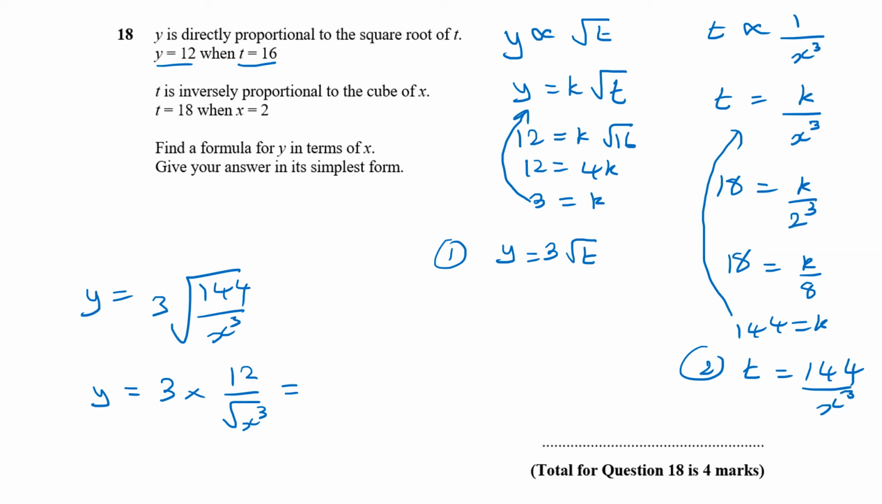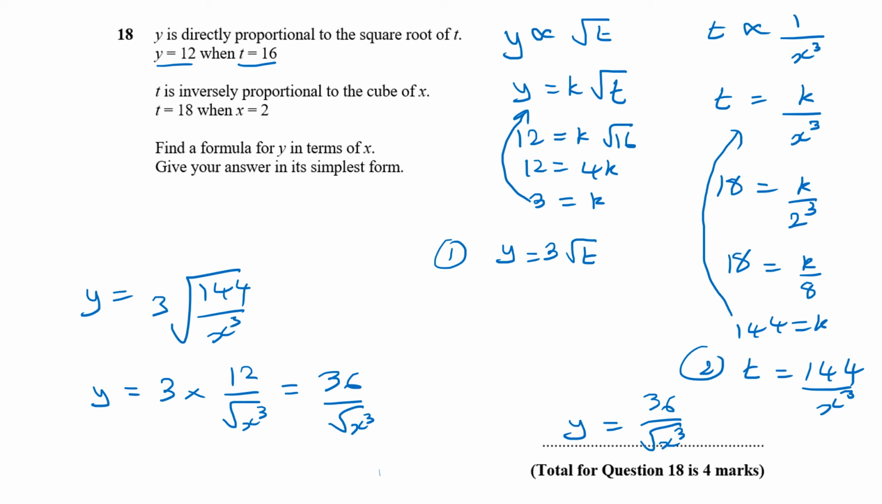Which means that we have 3 times 12, 36. And when we multiply a fraction by a number, we multiply the numerator by it. 36 over square root of x cubed. So y equals 36 over the square root of x cubed.